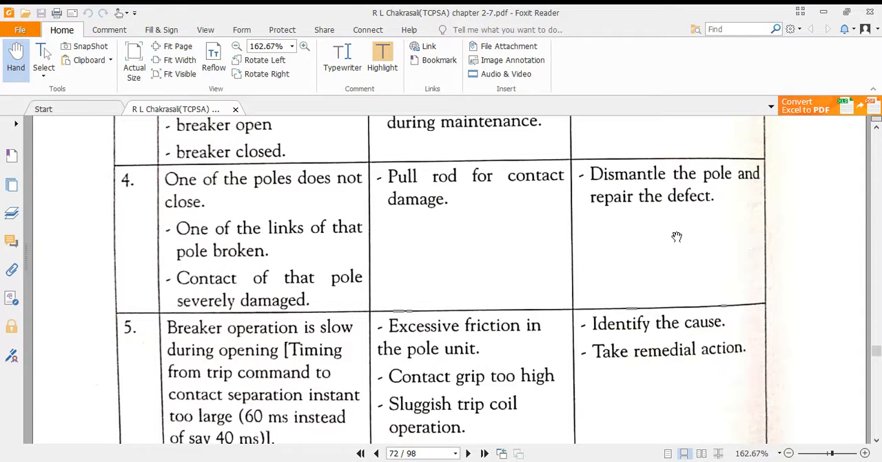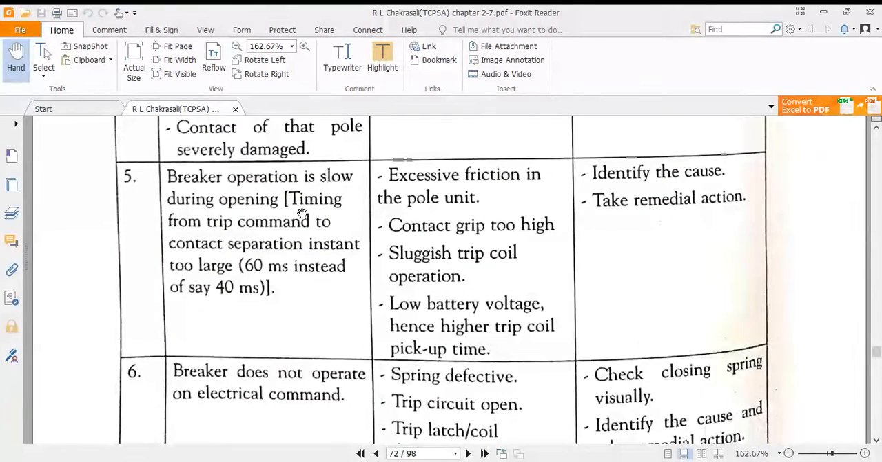One of the poles doesn't close. Same reason; check the pull rod for contact damage, dismantle and repair it. Breaker operation is slow during opening. Yes, very important. It has to make a decision within a fraction of a second to open. If it is not opening very fast, then we see a spark between two poles, and that's very dangerous. Sustenance of spark is very dangerous for the poles. Poles may get burnt, and subsequent effects are also damaging.